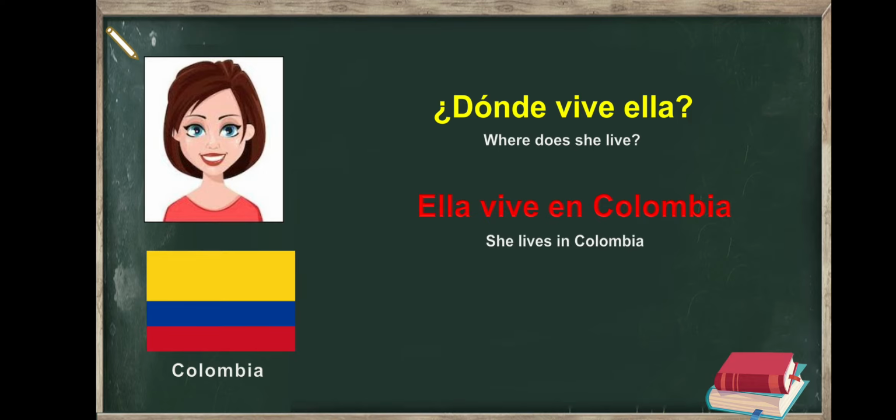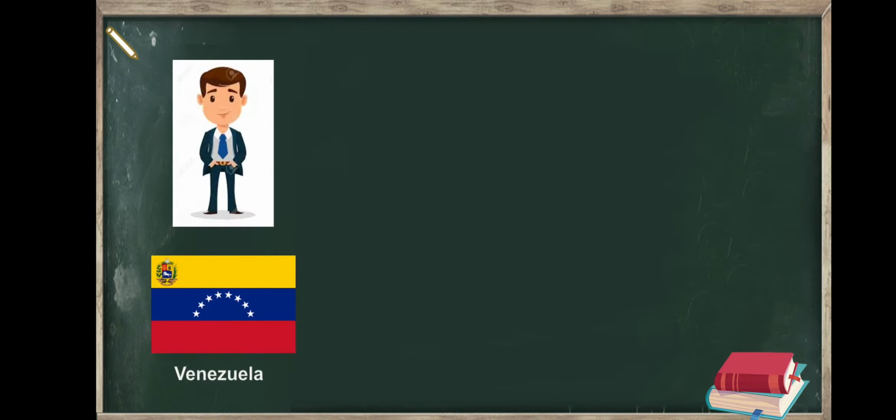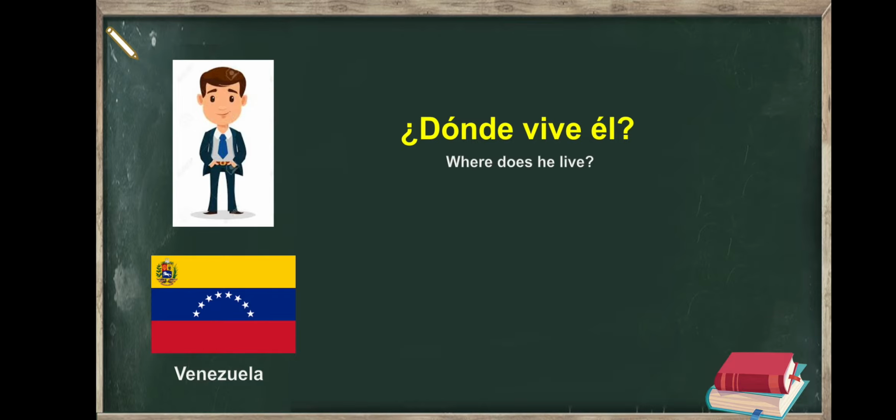Let's see one more example. ¿Dónde vive él? Which means where does he live? Can you see the picture and guess? So the answer is él vive en Venezuela, which means he lives in Venezuela.